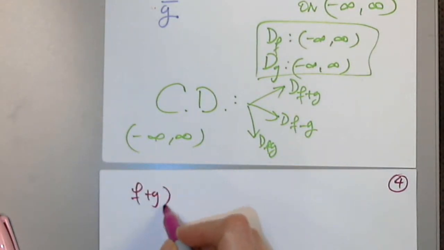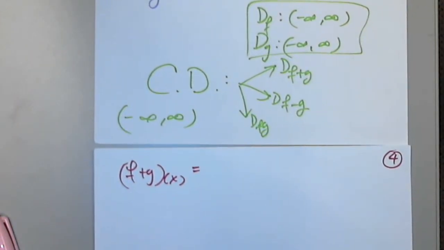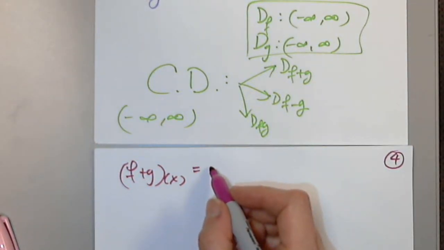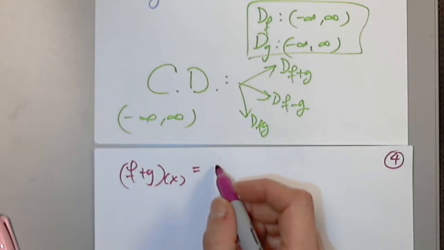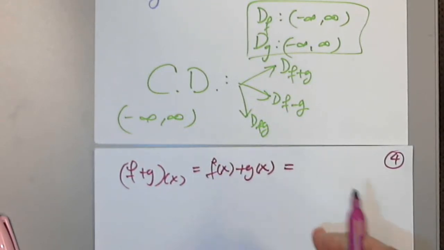So F plus G of X. There is a lot of writing in this section. Sorry about that. I have to write the definition. What is the definition, please? F of X plus G of X. Very good. I have to write it at all times.